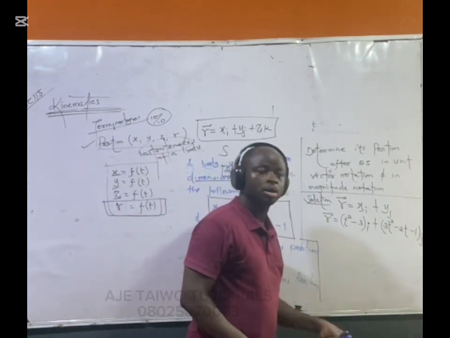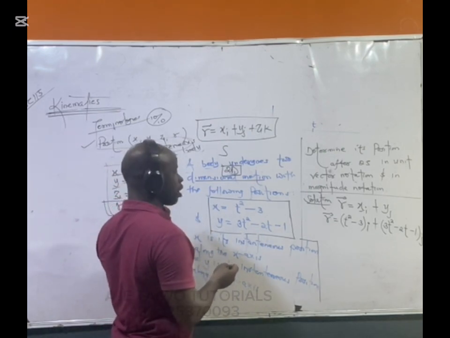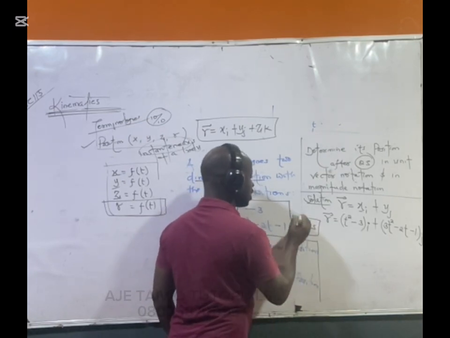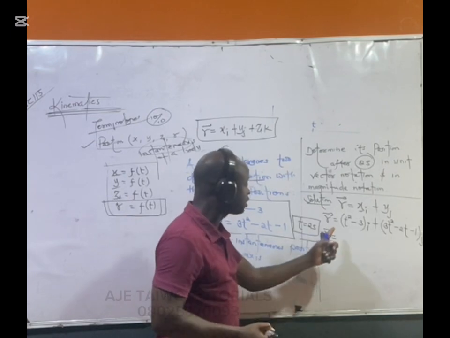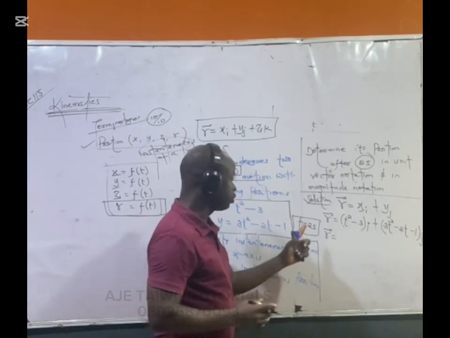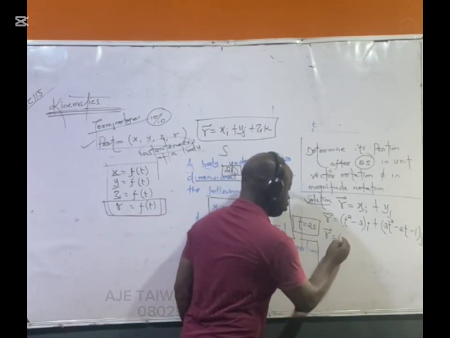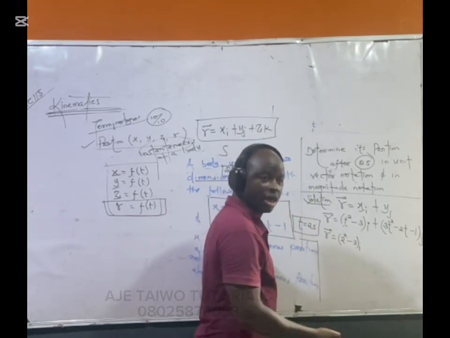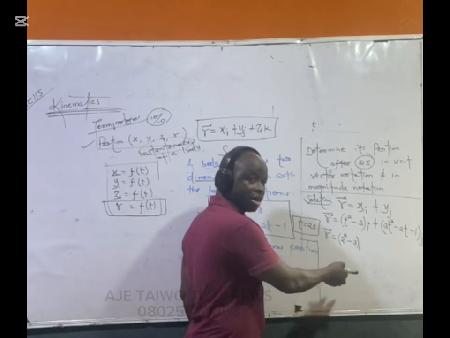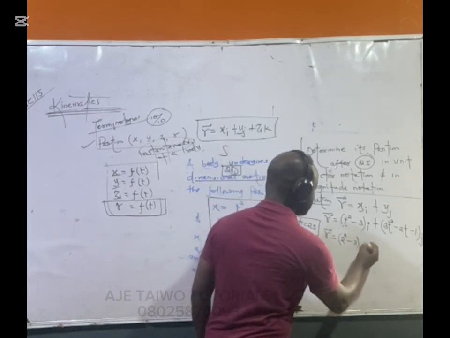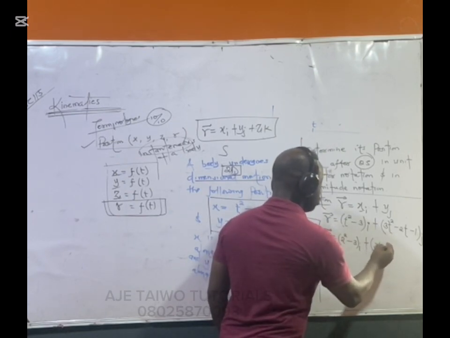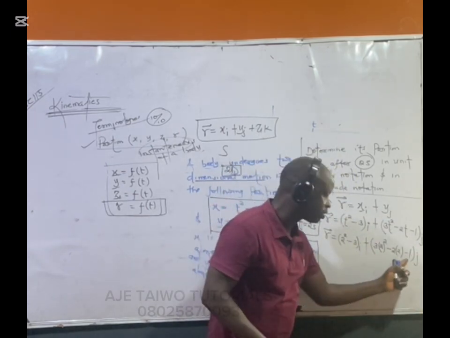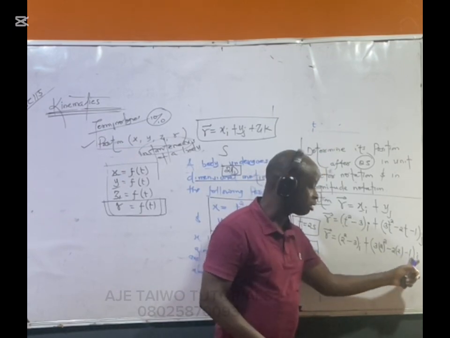This is the equation. But at what time are we working? 2 seconds. So when t is 2 seconds, R is now: put t as 2. If you see t anywhere, put it as 2. This is now 2 squared minus 3. Don't forget your i. i means this value is along the x-axis. Plus bracket 3 times 2 squared minus 2 times 2 minus 1, and put j. j means this position you are getting is a position along the y-axis.